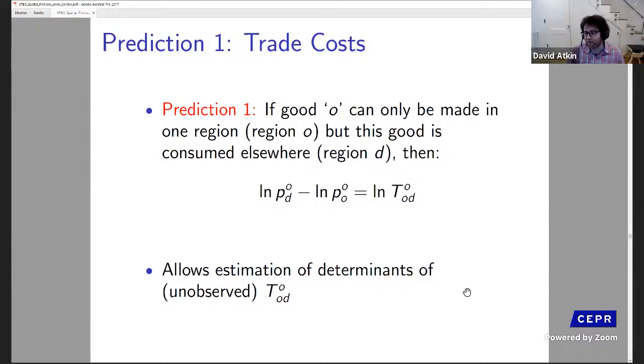Okay, so there's kind of four main predictions that Dave's going to bring to the data. The first is that if a good O can only be made in one region, but this good is consumed elsewhere, then because of the perfect competition in this model, the price gap between the two is just going to equal those trade costs of moving the good between the two locations. And we're going to leverage this for a particular product, salt, and I'll explain why in a minute, to back out the function underlying T.